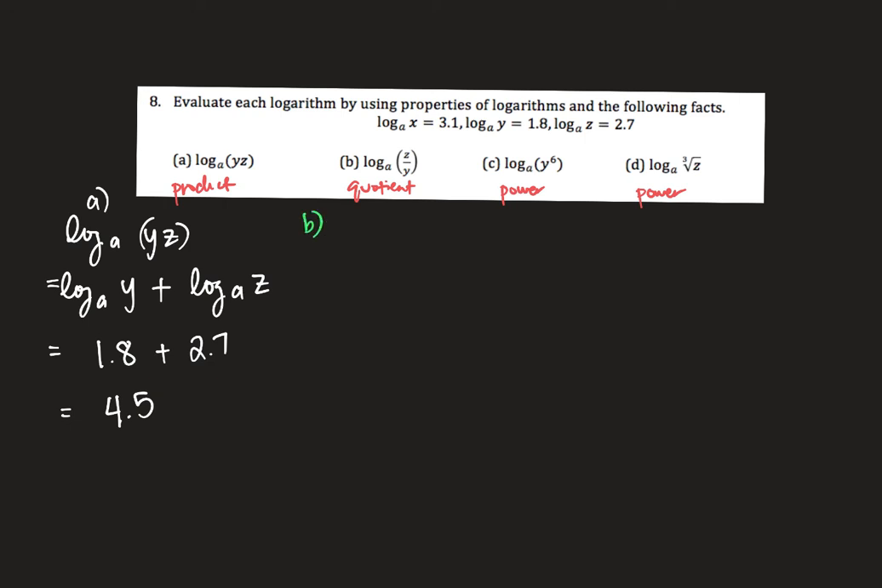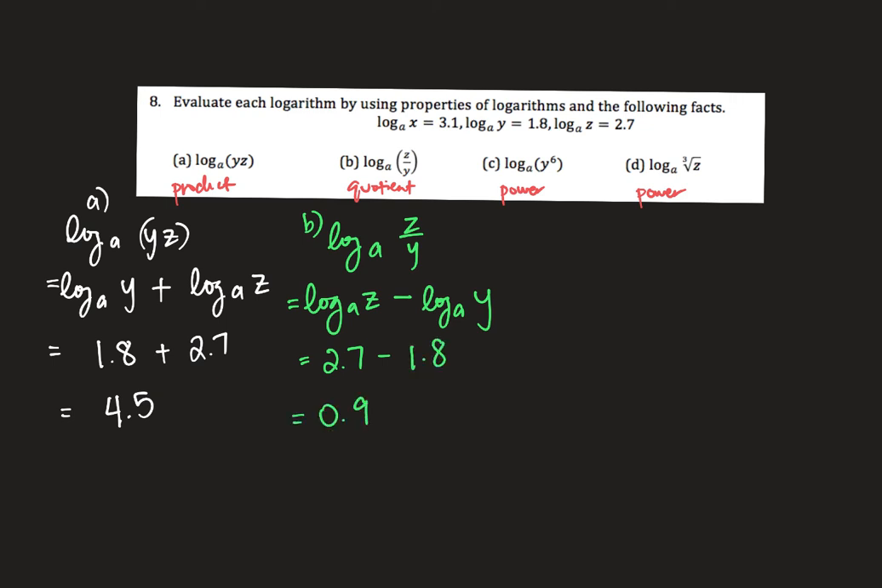Okay, for letter B, let's use a different color. Log base A of z over y. We now have the quotient, so we're just going to subtract our logarithms. So log base A of z minus log base A of y. Log base A of z is 2.7. Log base A of y we know is 1.8, which gives us 0.9.